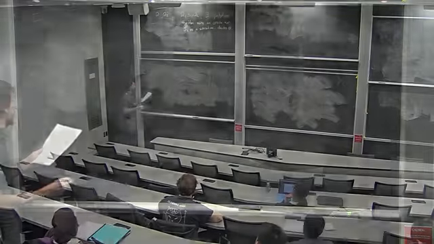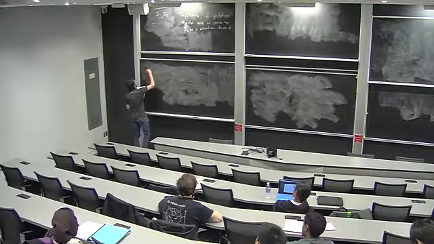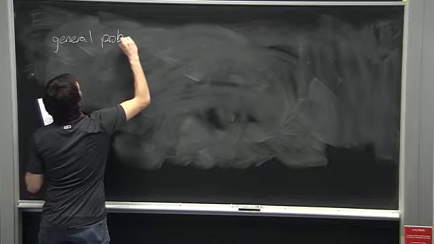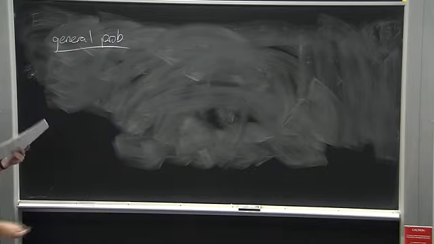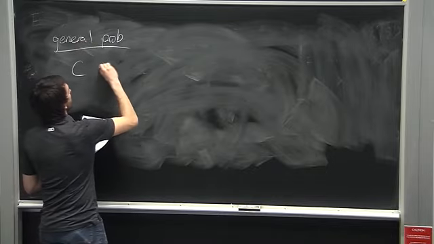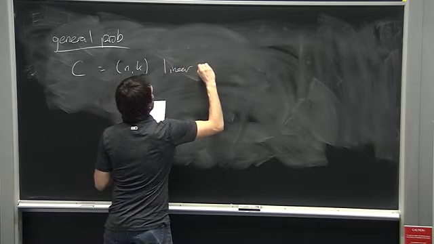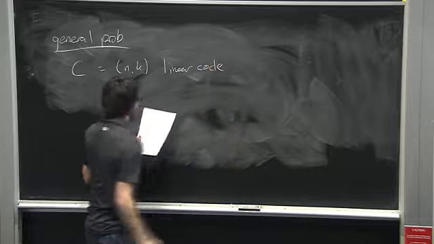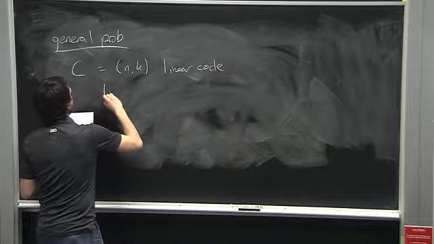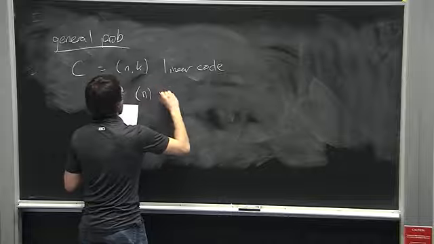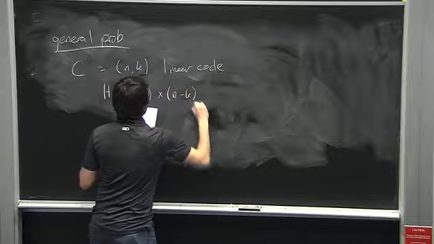we want to first talk about the classical case of what we want to talk about for the quantum analog of. So the general problem in the classical case is going to be you have C, which is an [n, k] linear code with some parity check matrix, H. The parity check matrix is going to be n by n minus k.